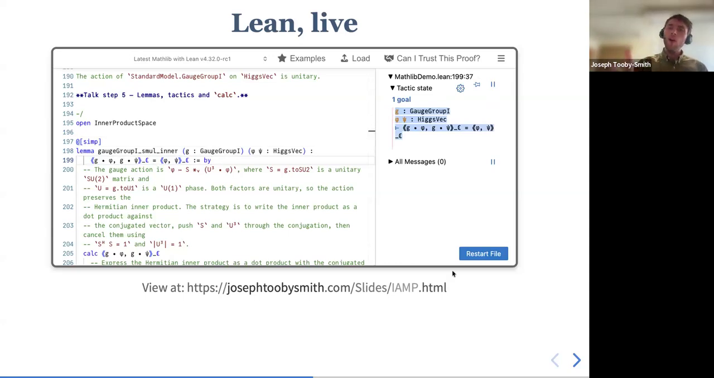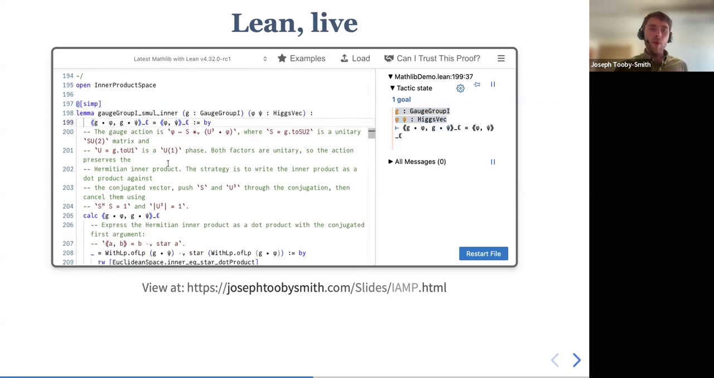This tells me what I'm trying to prove, this thing here, and everything I have at my disposal, these things here. I can introduce new things if I wanted to. I can use lemmas that have already been defined above, and I can add them to my tactic state. But I can only do things that are mathematically well defined, and I can only use results that I proved before or that I'm assuming.